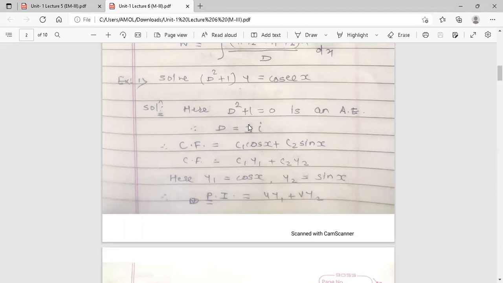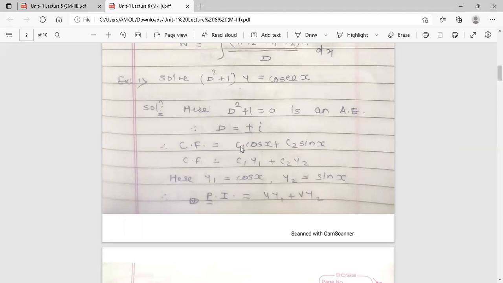Complex roots are there. Then how to write the complementary function for complex roots? We have discussed it in the first lecture. You know, complex roots always occur in pairs. So here the real part of the complex number is 0, and the imaginary part is 1. The coefficient of i is 1, so its imaginary part is 1.